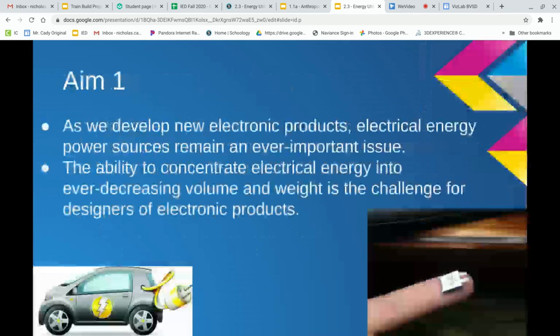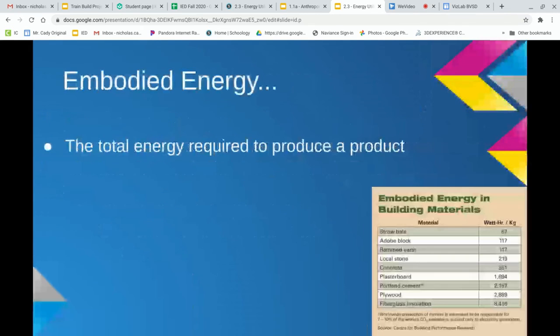Aim 1, here's our standard. As we develop new electronic products, electrical energy power sources remain an ever important issue. The ability to concentrate electrical energy into ever-decreasing volume and weight is the challenge for designers of electronic products. Okay? Batteries. And as we said, batteries keep getting better and better.